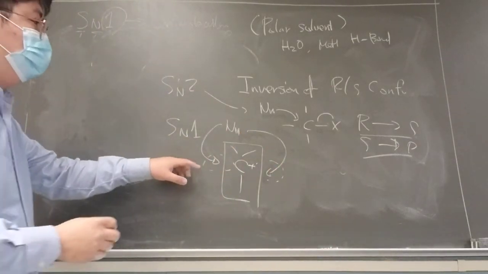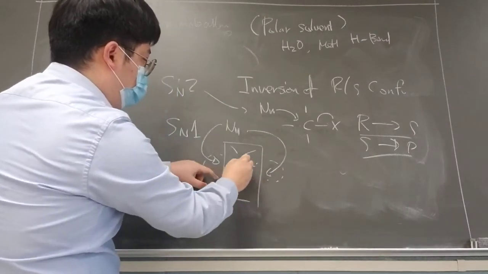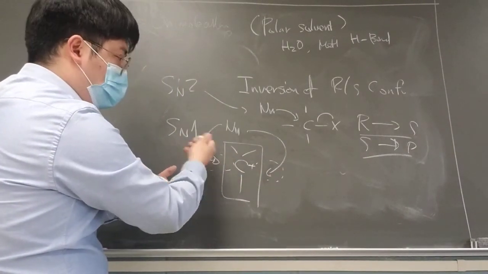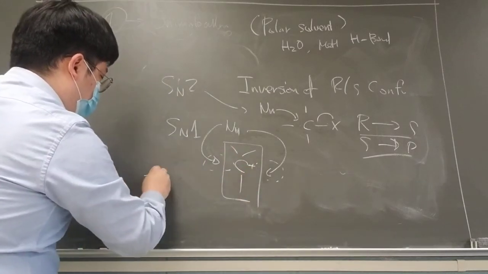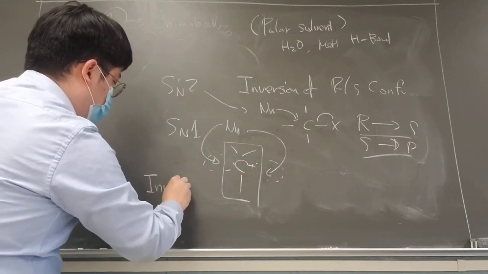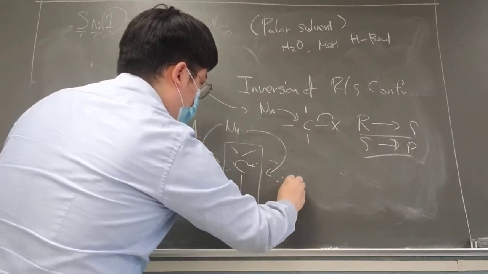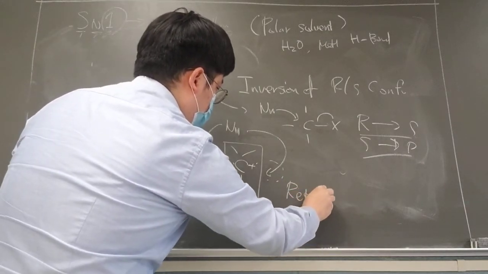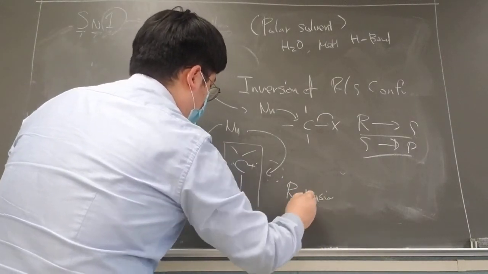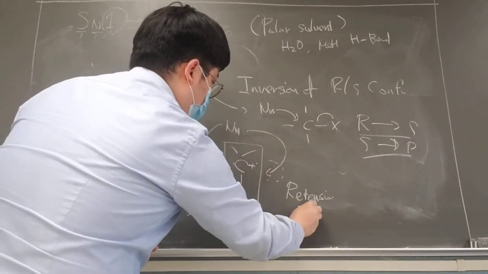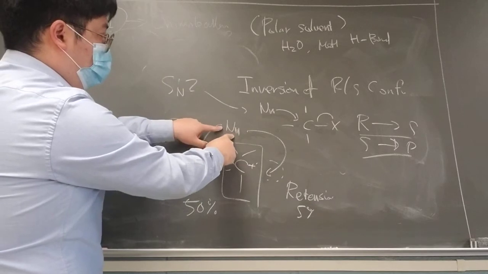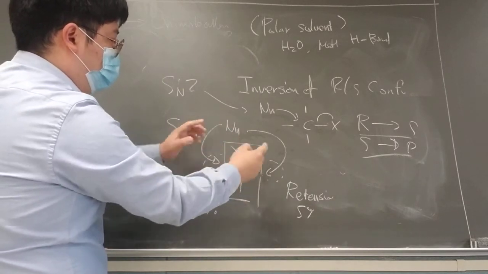So that means if this is the position where you had a halogen group initially in the reactant, you're going to show inversion or retention of the compound, which will happen half and half. Because the chance for this nucleophile taking this side or this side is 50-50.